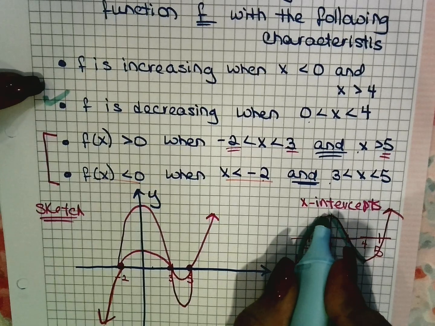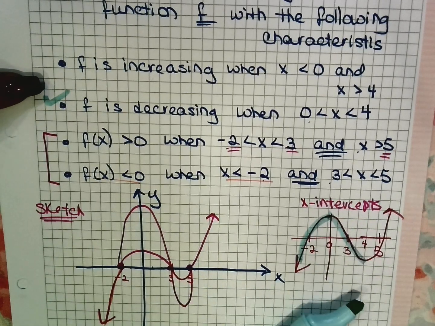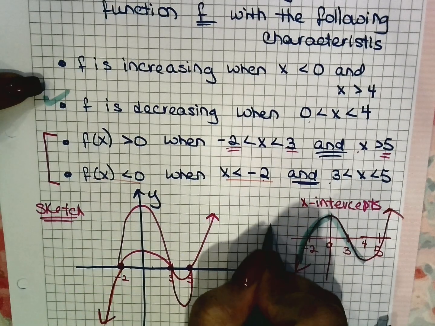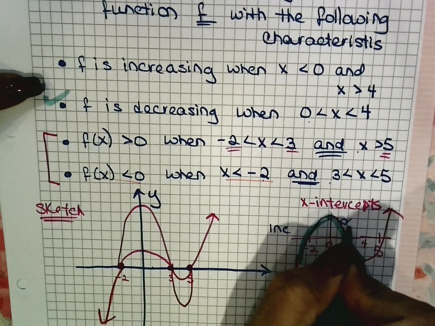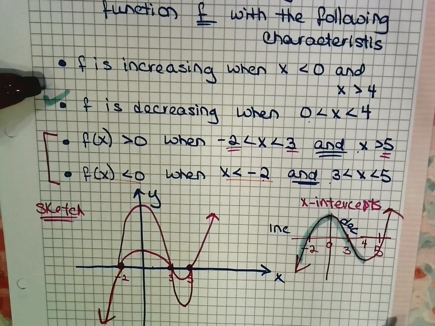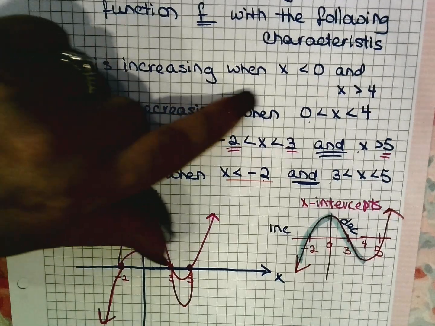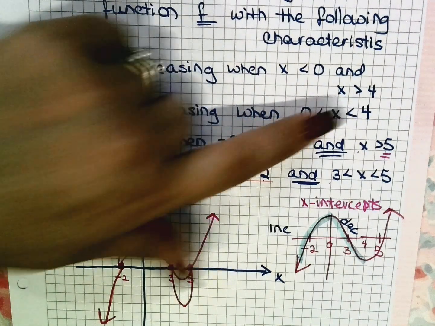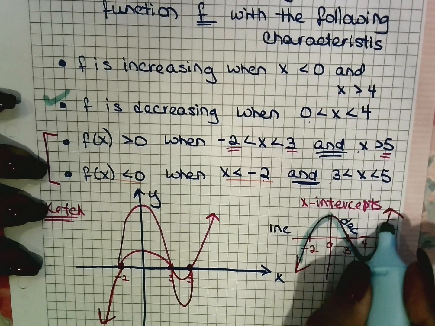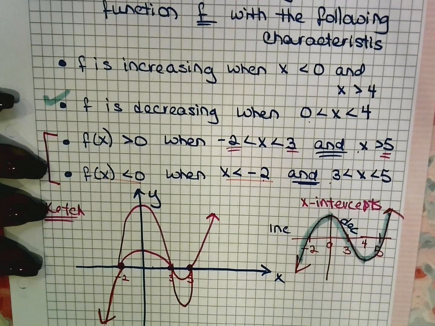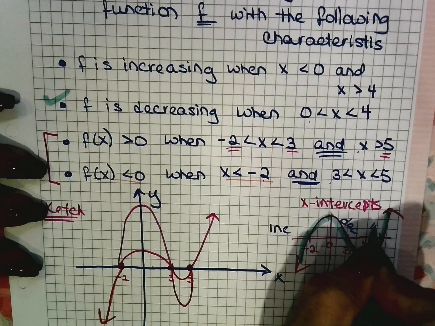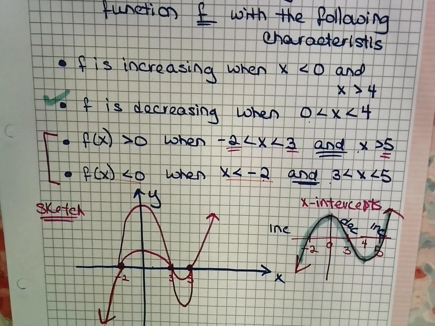This is where x is less than 0. This is the function increasing. It is going up. This is decreasing. And then it is also increasing when x is greater than 4. So then it starts going up again. All of these things make perfect sense. We got the right thing.